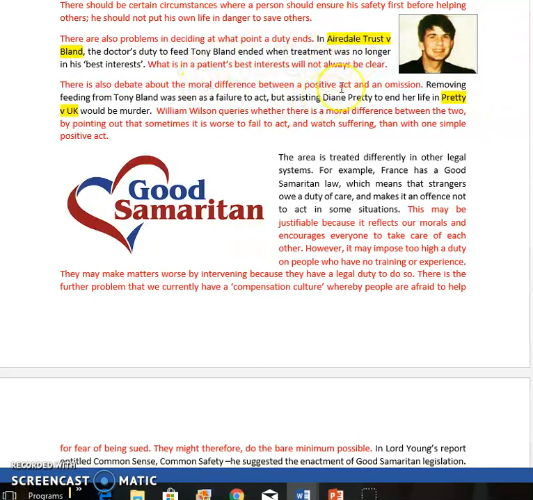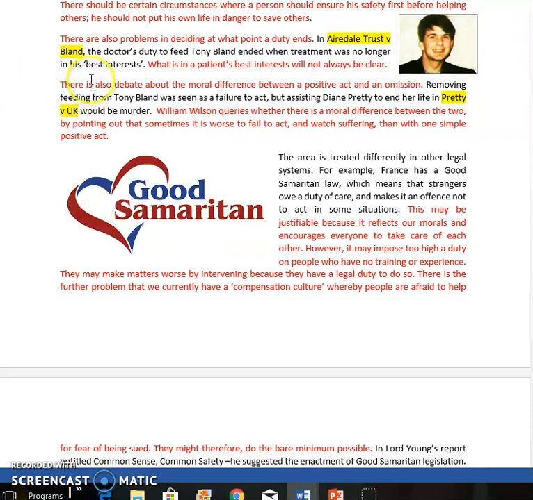I would also bring in here what I mentioned before about Diane Pretty, that arguably there's a moral difference between a positive act and an omission. So in Bland, we said that withdrawing treatment was an omission, and that was okay. But with the case of Pretty in the UK, if Diane Pretty's husband had helped her end her life, that would have been a positive act, not an omission, and that would therefore be murder.